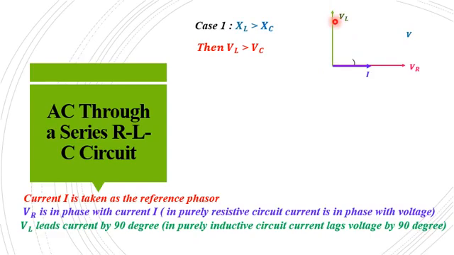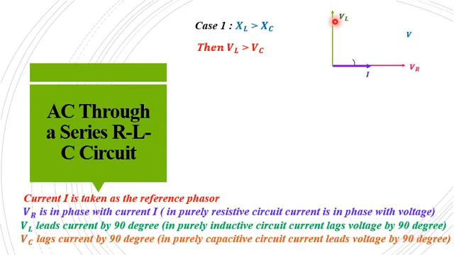Then regarding the VC phasor, VC is the voltage across a capacitor. In a purely capacitive circuit, current leads the voltage, or in other words, VC will lag the current by 90 degrees. So a lagging parameter should be drawn downwards. So this is your VC phasor. In this condition we can say that VC is less than VL, so the length of VC is less than the length of VL.